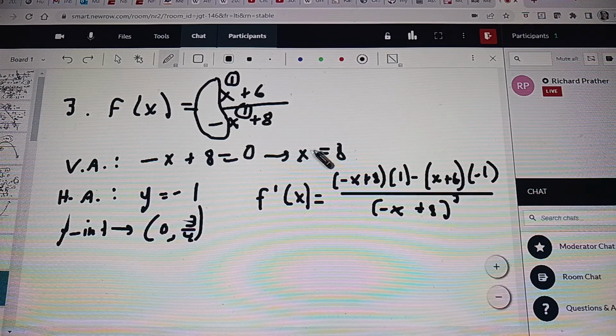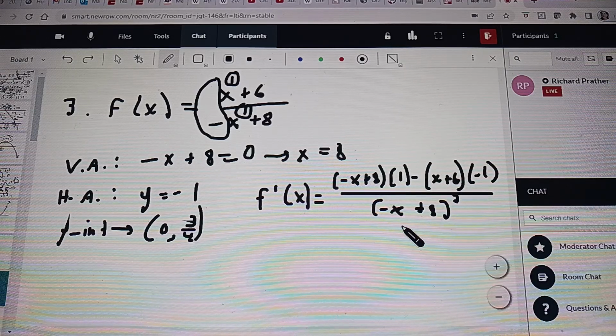Now, 8 is an asymptote because it makes the denominator 0. So 8's going to also make this denominator 0. That normally could be a critical number, but not if it makes the original also undefined. So the one spot that makes this derivative undefined is also making the original undefined, so that's not a critical number.